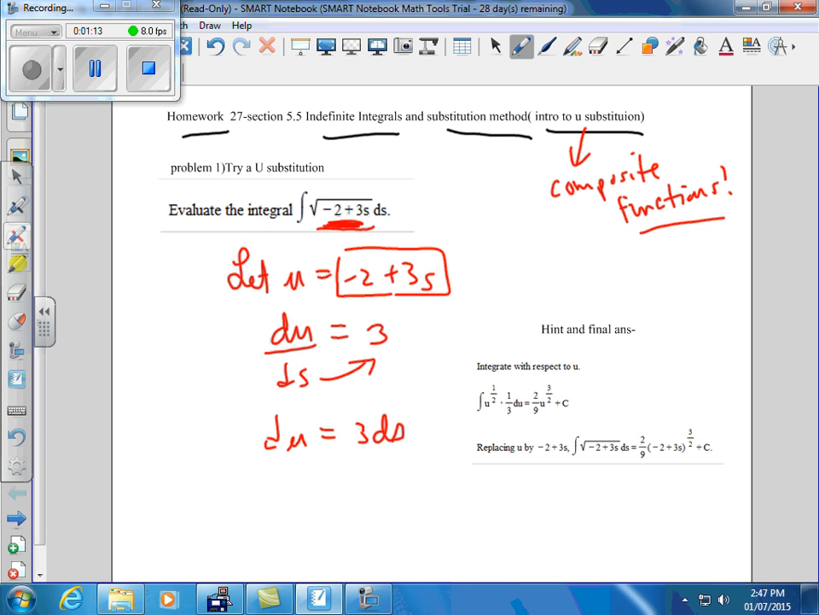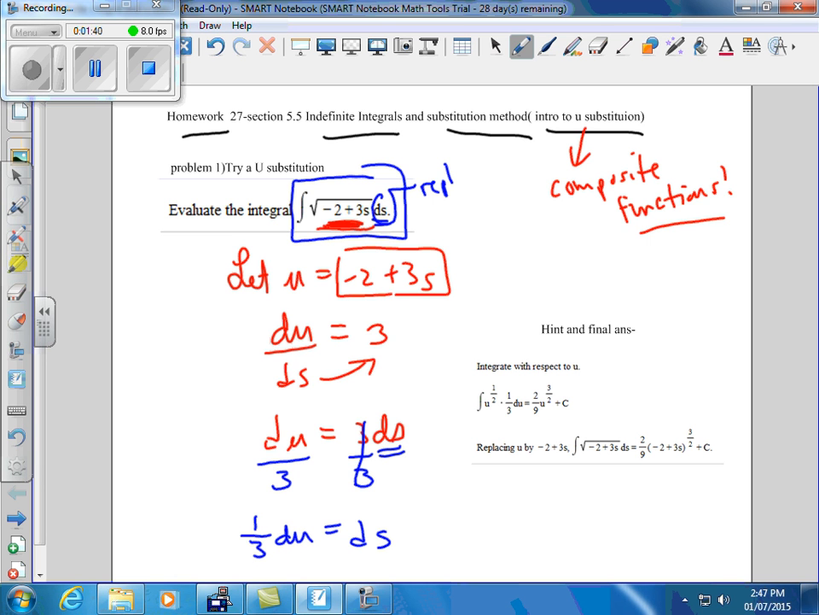Now what you're noticing is that ds matches with ds, and you want to do a replacement and rewrite this integral in terms of u. So I'm going to do a little bit of algebraic manipulation. Divide by 3. So ds is basically equal to 1/3 du. So we're going to do a replacement. We're going to replace this ds. Note to self, replace. Replace it with what? With 1/3 du. And we're going to do a total u substitution here.